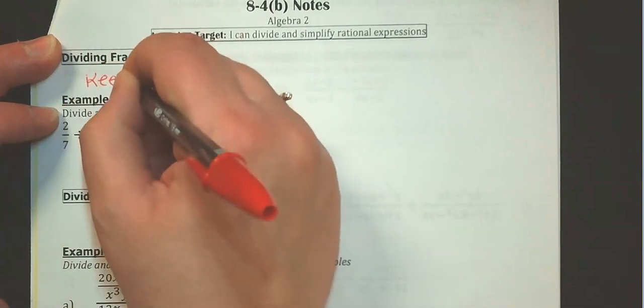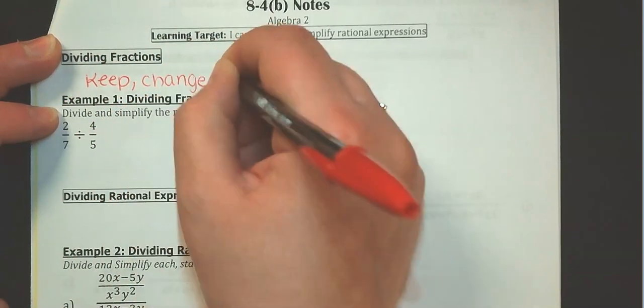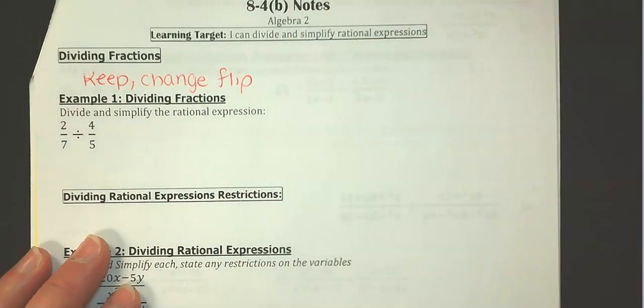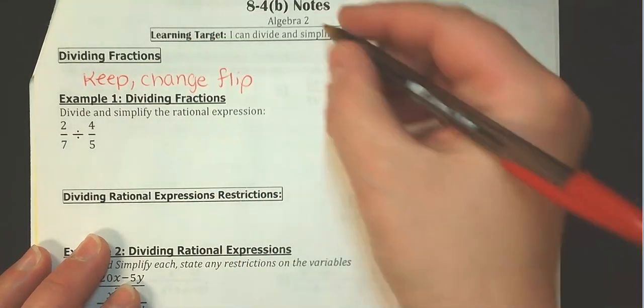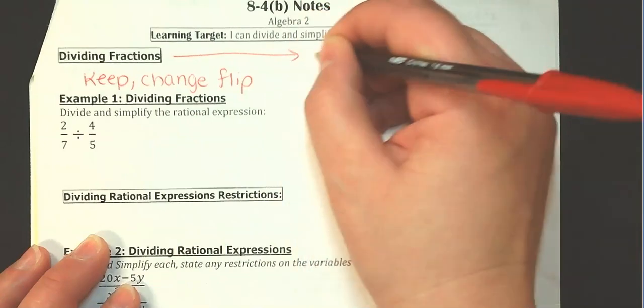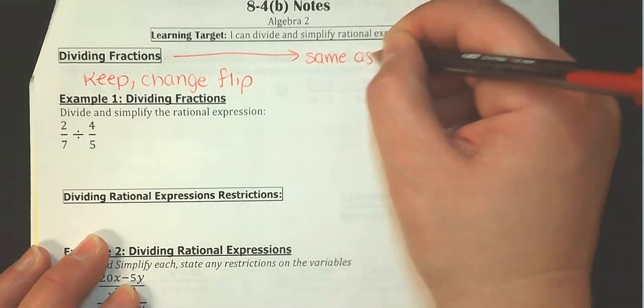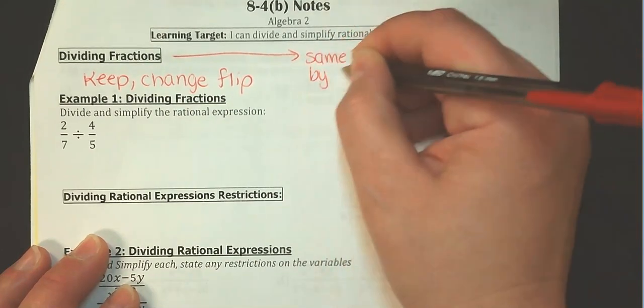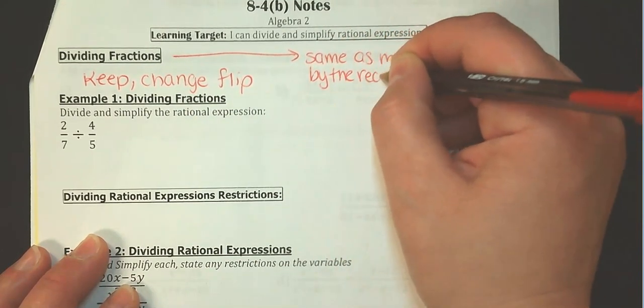Okay, now my favorite thing that I have ever heard for how to divide fractions, and please use this if you like it, is called keep, change, flip. Have you guys heard that before for dividing fractions? Okay, so the deal is when you divide fractions, if you divide a fraction by another, dividing fractions is the same as multiplying by the reciprocal.